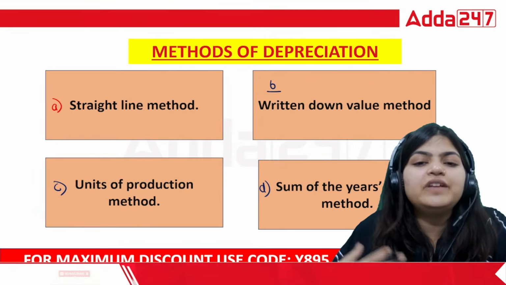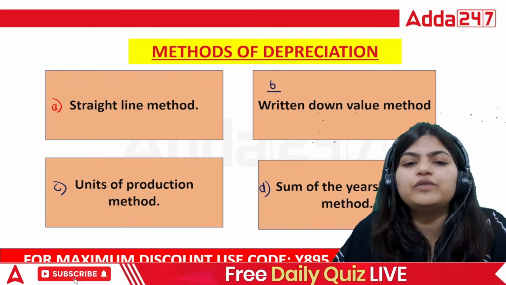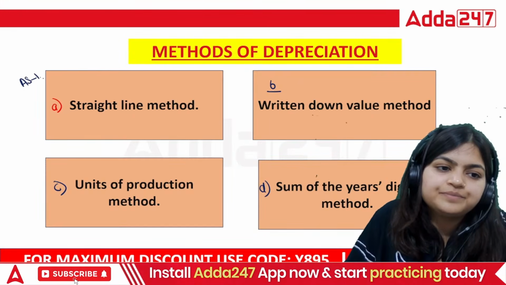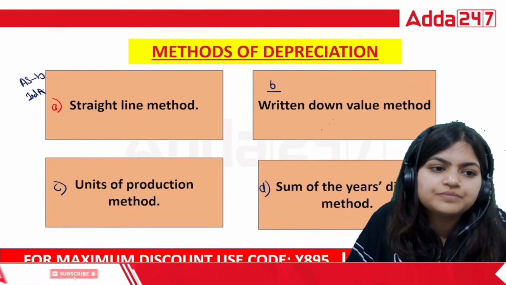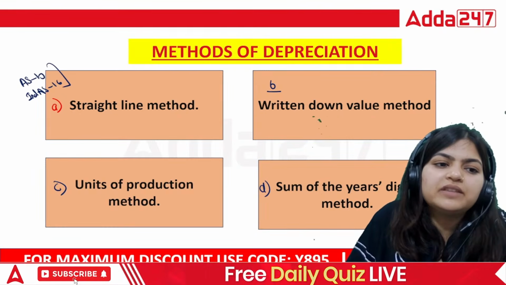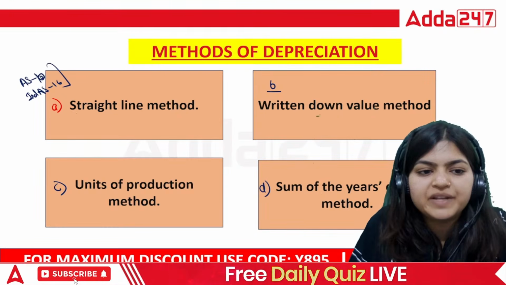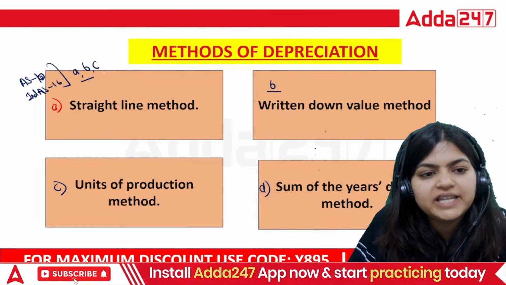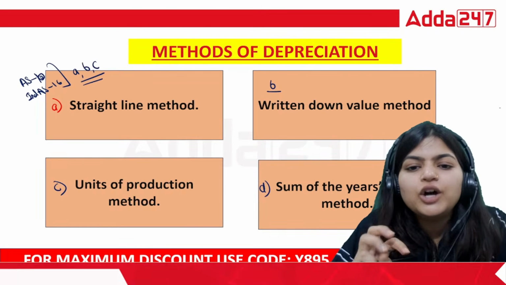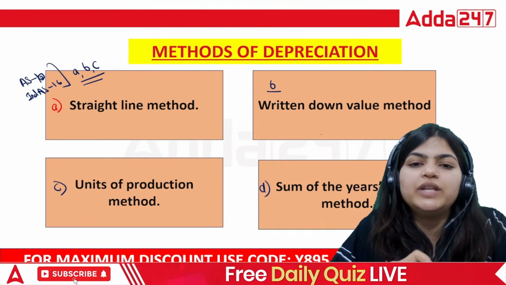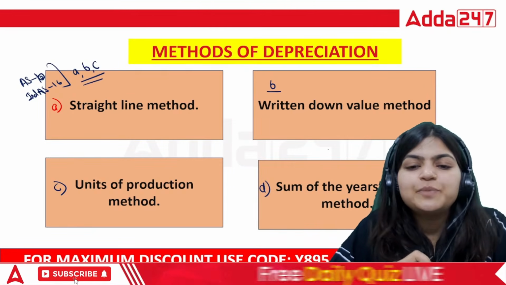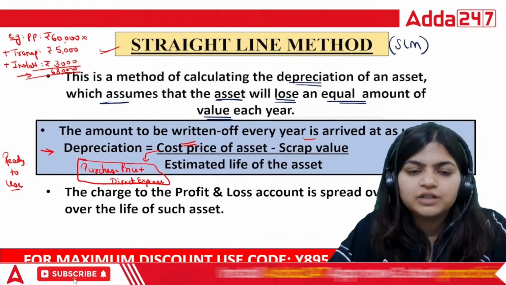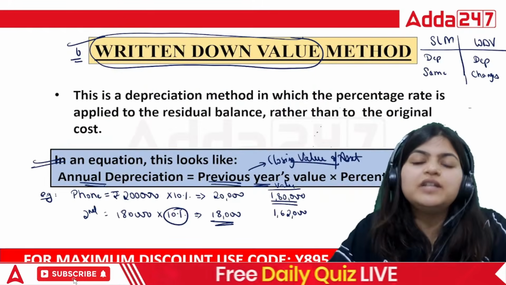Even as per your accounting standards, you have only these three methods. As per AS 10 and Ind AS 16, you have only three methods for calculation of depreciation: A, straight line method, B, WDV method, and C, units of production method. Only these three methods are allowed to calculate depreciation as per your accounting standards. So here we understood our first two methods. Now we are going to discuss our third method.